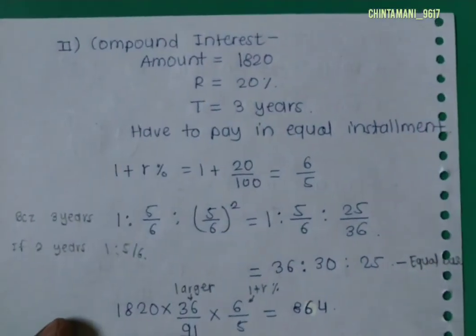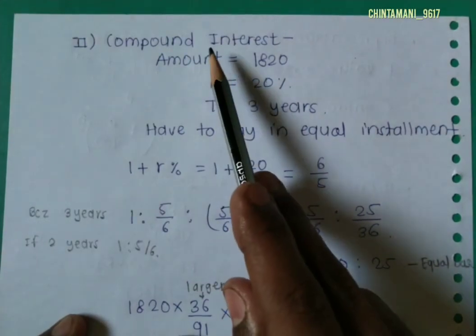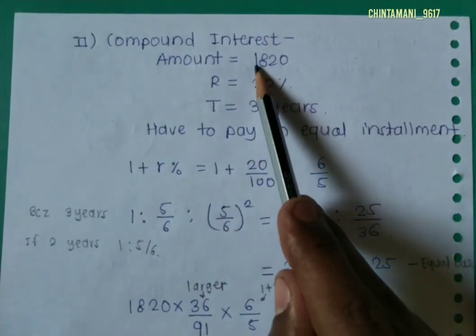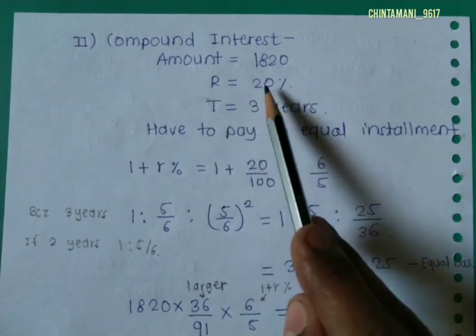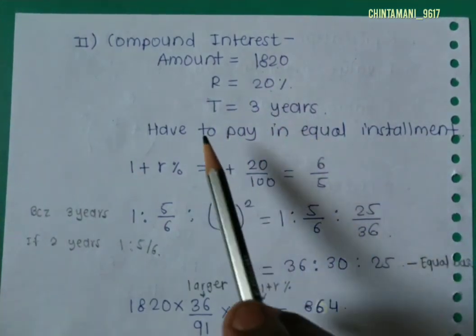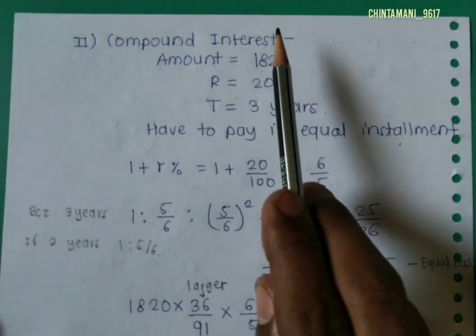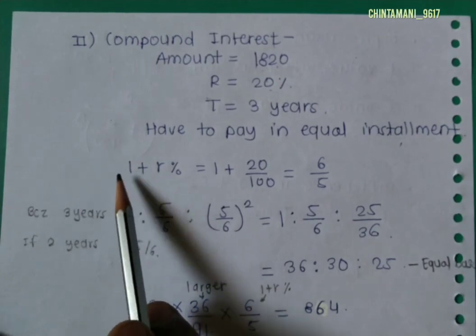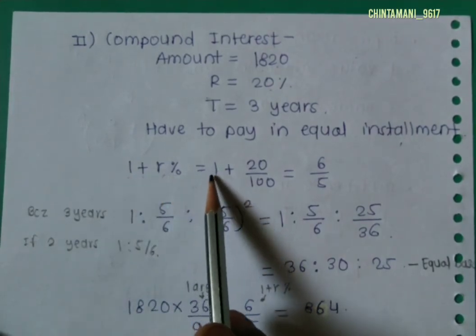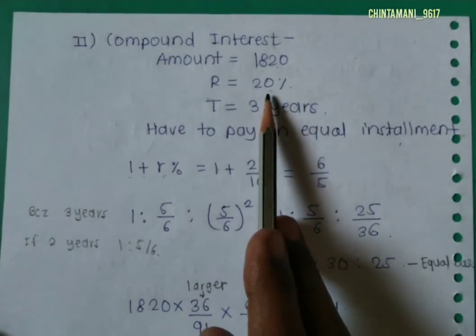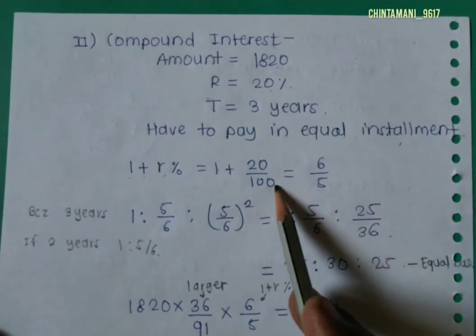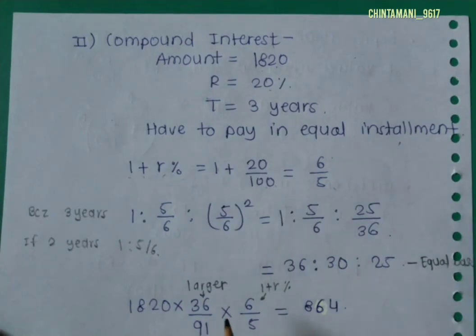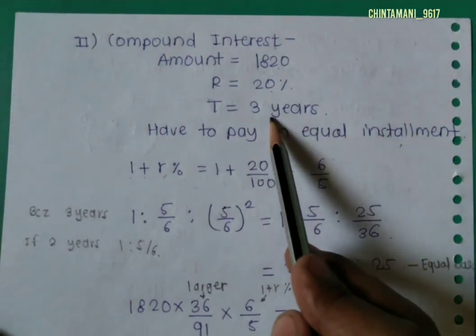Similarly, for the compound interest, let's take an example as well. If an amount is 1820, the rate is 20%, the time is 3 years, and you have to pay in equal installments. But it is compound interest, so we can't do the simple interest steps. So there is another step. Let's take first 1 plus r percentage, that is 1 plus 20 by 100, as the rate is 20%. What will be our answer after solving this? 6 by 5.